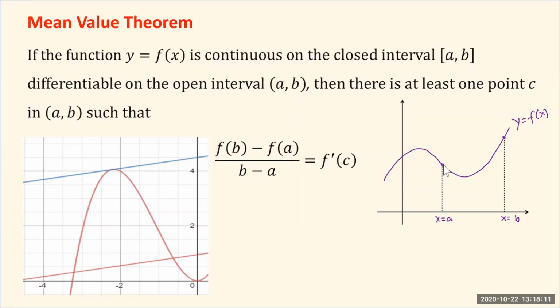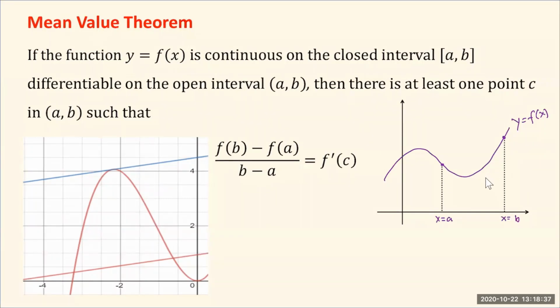So from here all the way up to there, the function is continuous on the closed interval, and also differentiable on the open interval. So if you want to find the derivative at any point inside this, you must be able to find the derivative. In order to find the derivative, the function must be continuous. So definitely you must be able to draw the tangent line at that point. That is possible here.